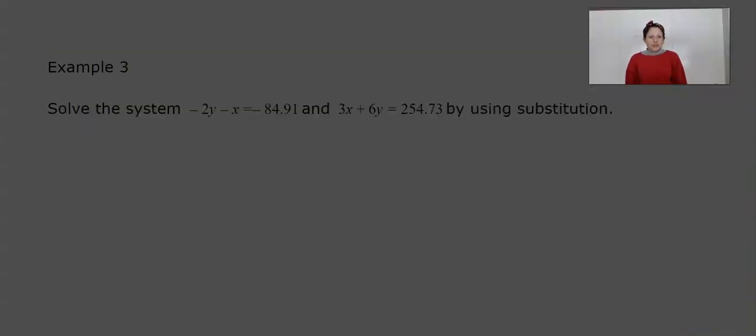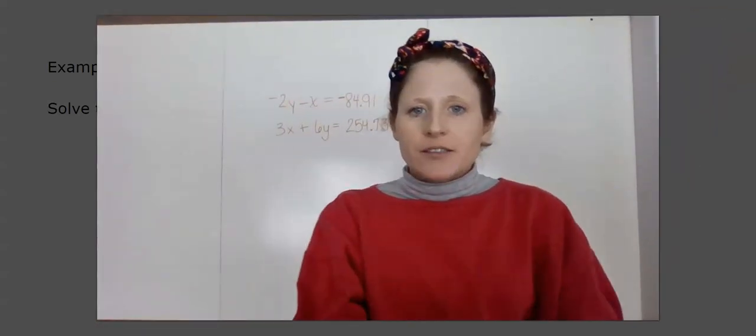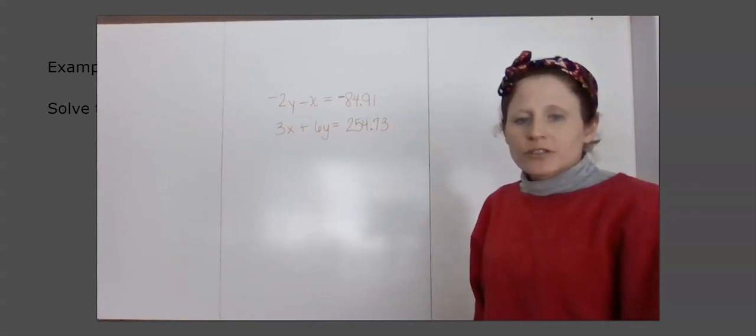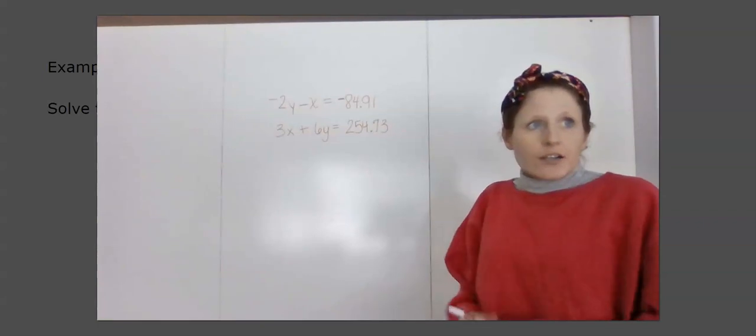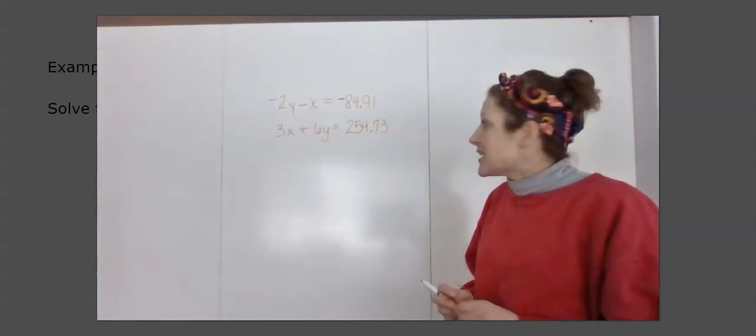Let's take a look at one last example. Negative 2y minus x equals negative 84.91. 3x plus 6y equals 254.73. Equations are right here. If you didn't print out the notes, you can write them down.